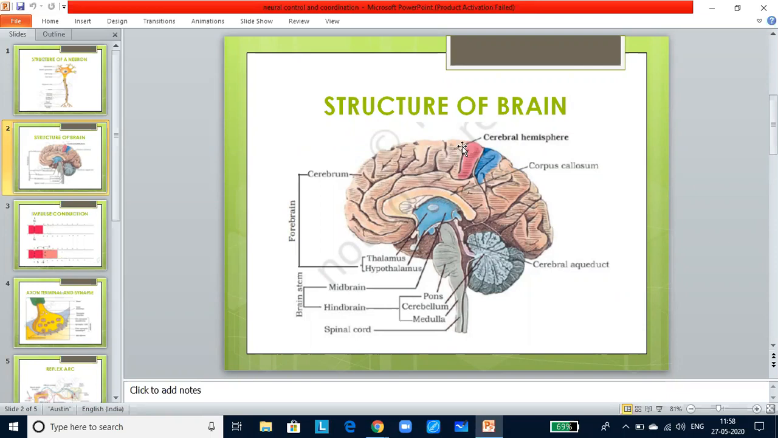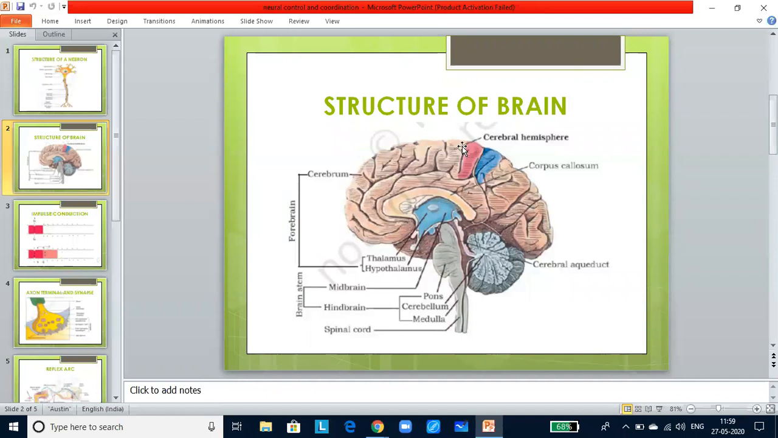Fluid is present in and around the brain and spinal cord. Now let us look at how the brain is divided. For the sake of study, it is divided into forebrain, midbrain and hindbrain. Cerebrum, olfactory lobes, thalamus and hypothalamus form the forebrain. Optic lobes and cerebral peduncle form the midbrain. Hindbrain is formed by the cerebellum, medulla oblongata and the pons.